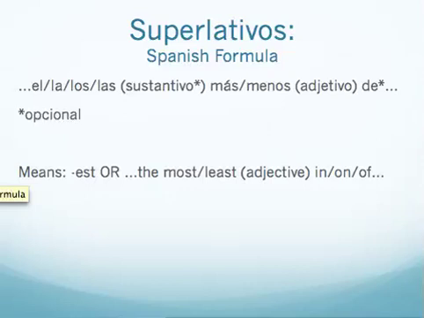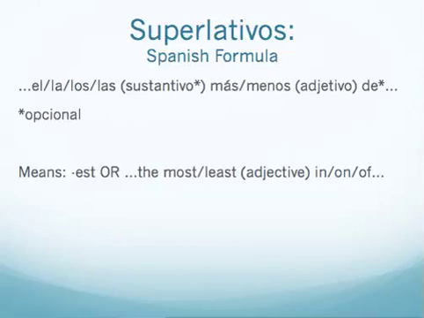And here's the Spanish formula for superlatives. Notice that this formula does not form a complete sentence. That's why we see the dots at the beginning. You will need to add your subject and conjugated verb there. Then you simply follow the formula: el, la, los, las, and then the noun, followed by más or menos, the adjective, and finally de, plus the group of people or things.